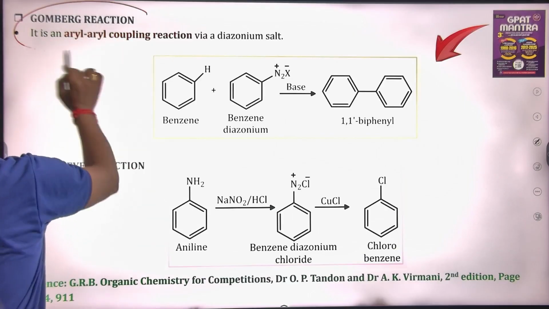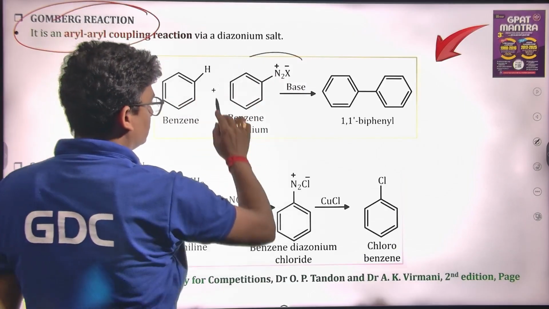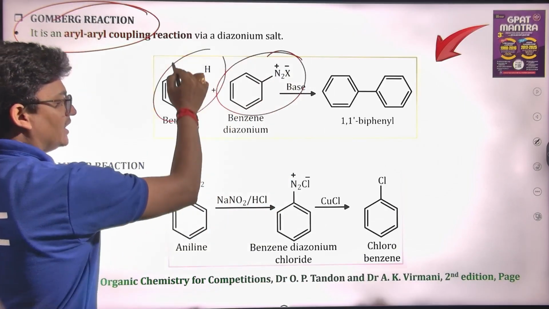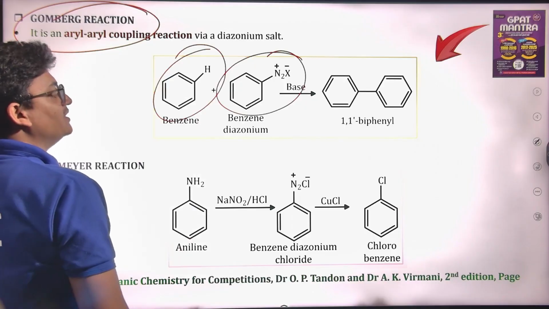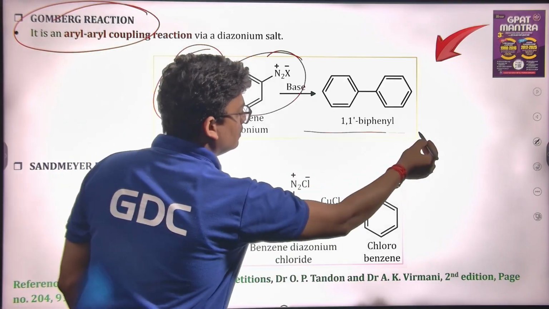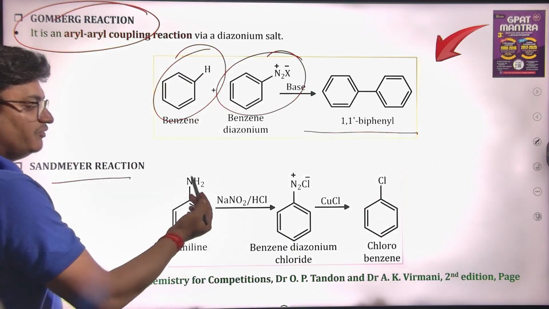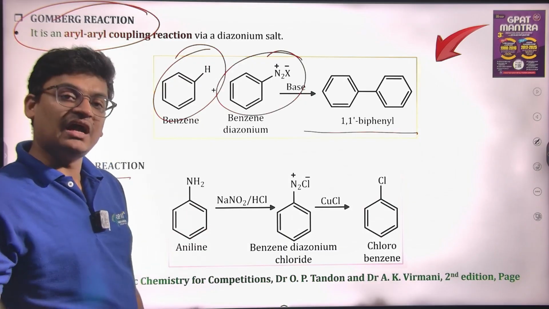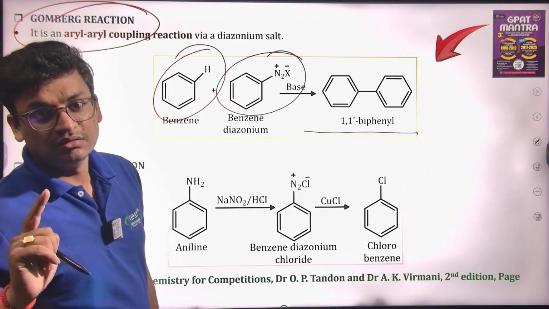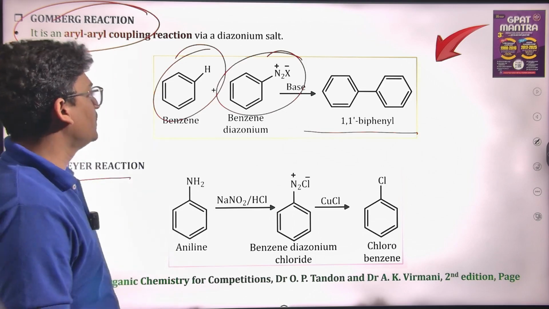The Gomberg reaction is for aryl couplings. When this N2Cl, that is the aryl diazonium salt, is reacted with benzene, we get two benzenes coupled. In the Sandmeyer we use copper halide. In the Gattermann we use copper powder.